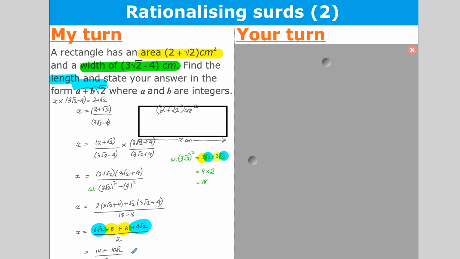We would get ourselves 7 plus 5 root 2. And that there is our final answer, where a is equal to 7 and b is equal to 5.